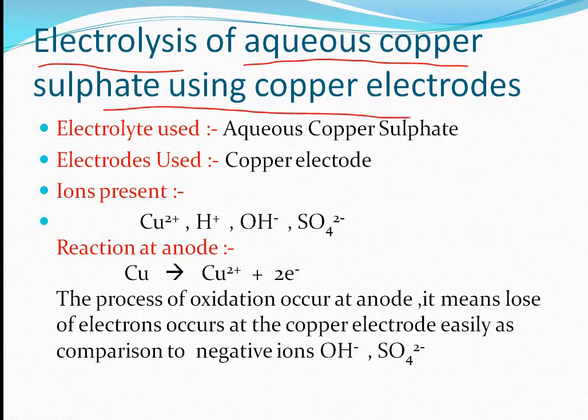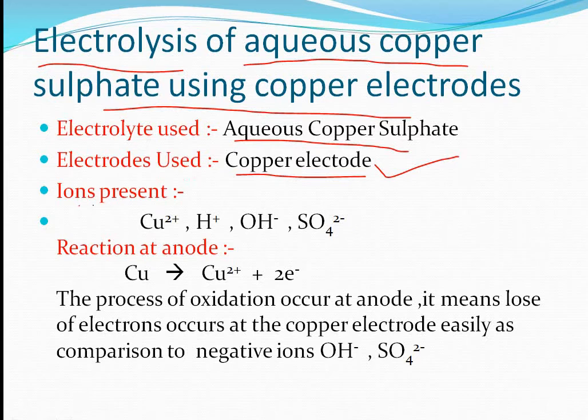So we are doing the electrolysis of aqueous copper sulfate by using copper electrodes. The very first thing you need to clarify is the electrolyte used. The electrolyte used is aqueous copper sulfate. The electrodes used are copper electrodes, which are reactive electrodes and take part in the reaction. Previously we used platinum and graphite electrodes, which are inert electrodes, and they do not take part in the reaction.